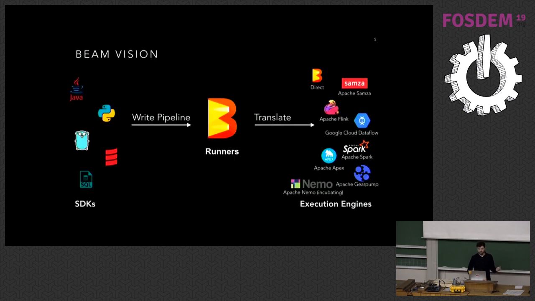So a little bit more detail on this. This is the vision of Beam. We have the SDKs here on the left side, like Java, Go, Python, Scala, and SQL. And then we have some magic happening in Beam, which are the runners. There's a runner for every execution backend. And the runner translates the Beam job in the SDK into the language of the execution engine. And you can see there are a bunch of them, and more are coming. That's really nice to have that choice, right?